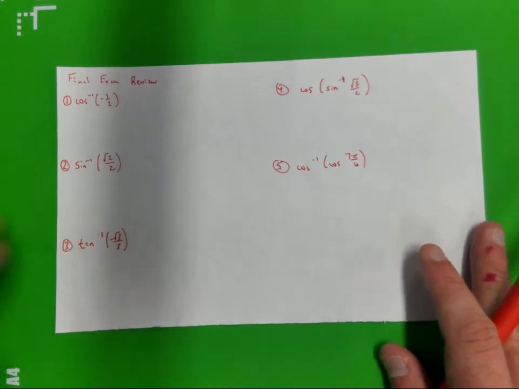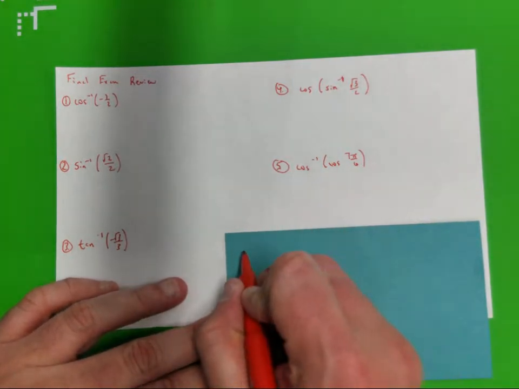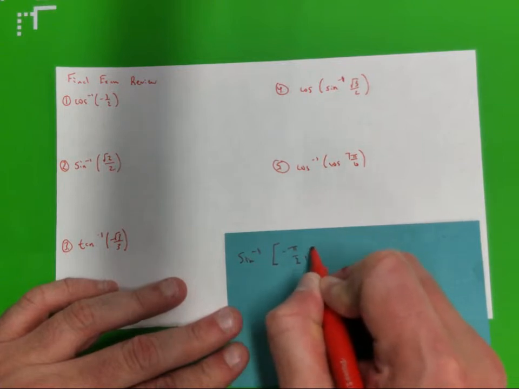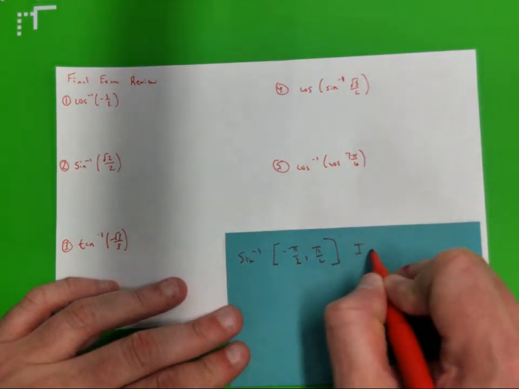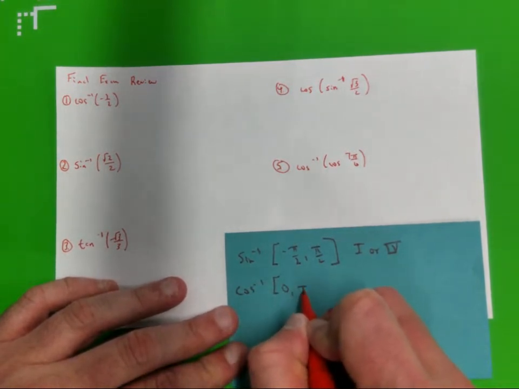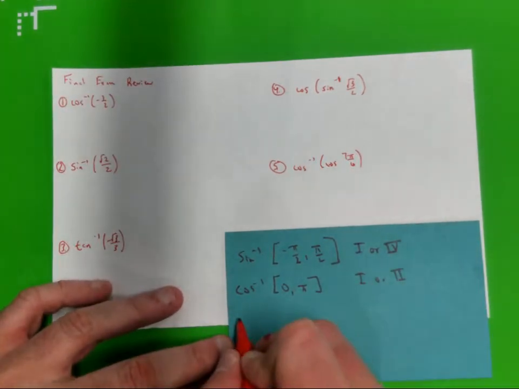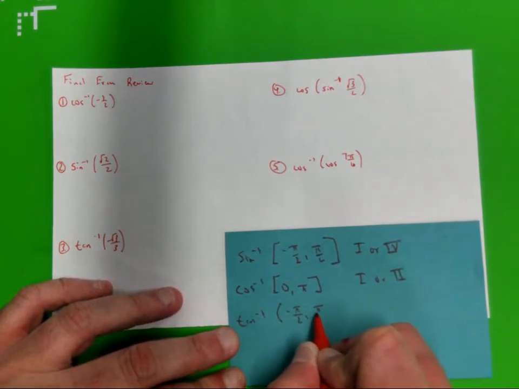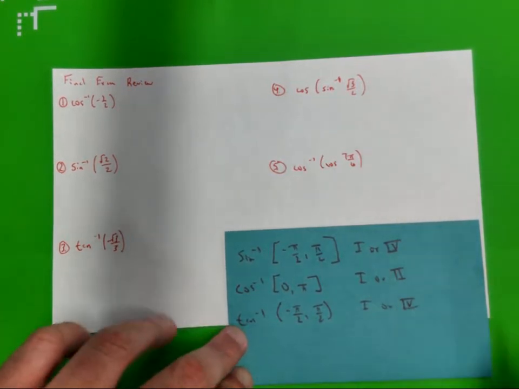Alright, so let's review for a minute where inverse cosine, inverse sine, and inverse tangent live. Remember, inverse sine lives in the interval negative pi over 2 to pi over 2. That means your answers have to fall in between those two. That's quads 1 or 4. Inverse cosine lives in the interval 0 to pi, which is quad 1 or quad 2. And then arctangent, or inverse tangent, lives between negative pi over 2 and pi over 2, but remember, they're parentheses, they do not include those, so that's quad 1 or 4. So that's what we're going to do today.